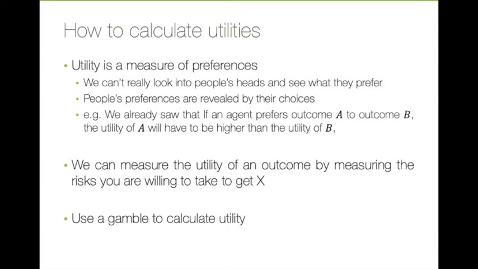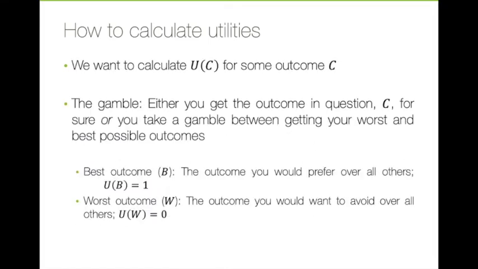So we're going to use a gamble to calculate the utility of an outcome. So take some outcome, we'll call it C. We want to calculate the utility of C. And we're going to use the following gamble. Either you get the outcome in question, C, for sure, guaranteed, or you take a gamble that has a chance of getting your worst outcome and a chance of getting your best outcome. So the best and worst outcomes can be tied to a particular decision problem.